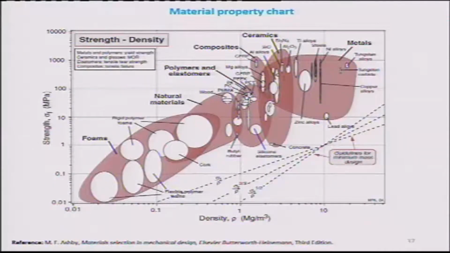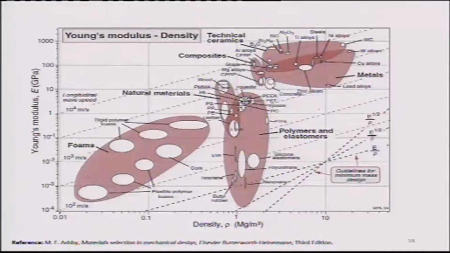Another material property chart you can take in a broad manner. For density versus strength, there are a variety of materials lying between them. This is another way, called the material index. You can take help of this plot, either Young's modulus or strength versus density plot. Here you can see a lot of materials are given.